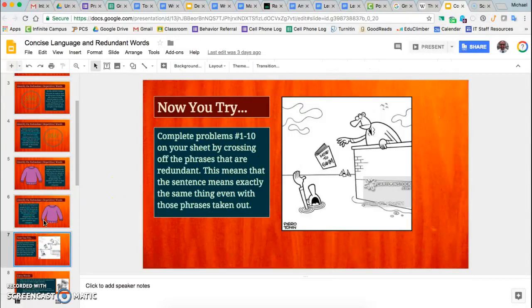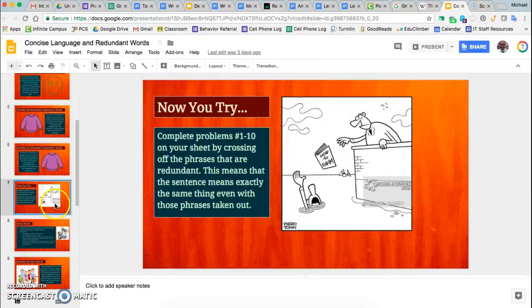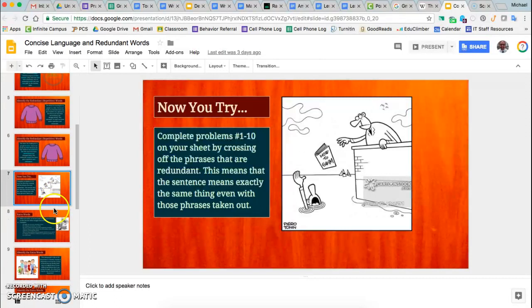So now you should give the first 10 problems on your sheet a try by crossing out the phrases that you think are redundant. Again, this means that the words are repetitive. Crossing them out shouldn't change the meaning of the sentence at all, and the sentence should still make sense if you read it without them. Okay, so give that a try, pause this video, and then come back to this when you're ready to move on.